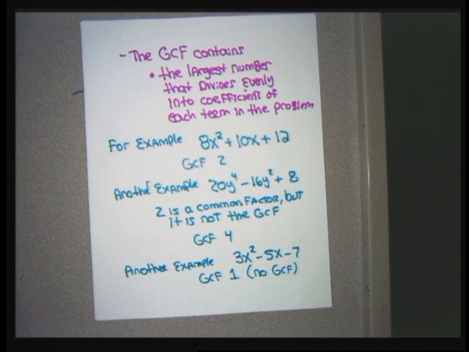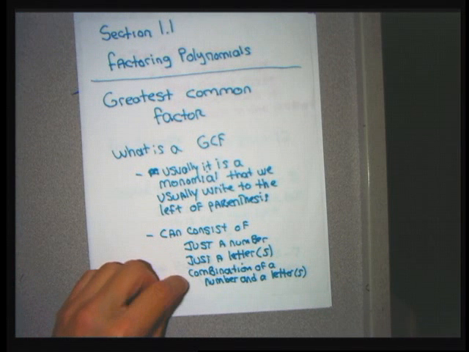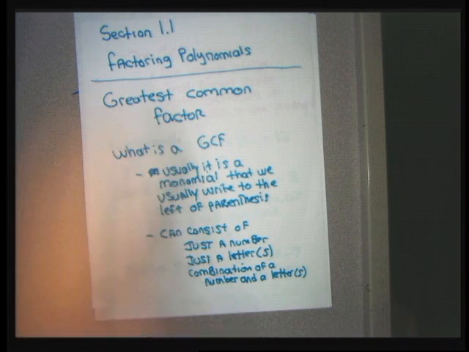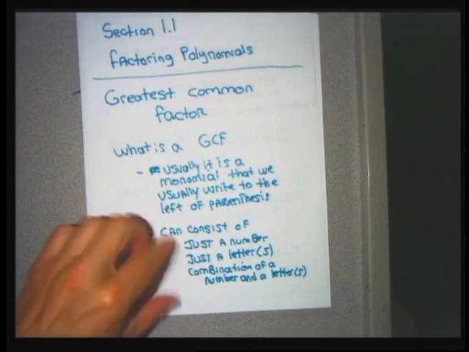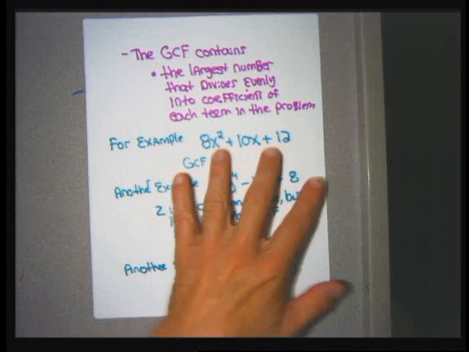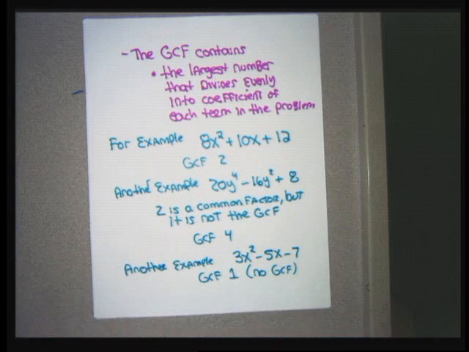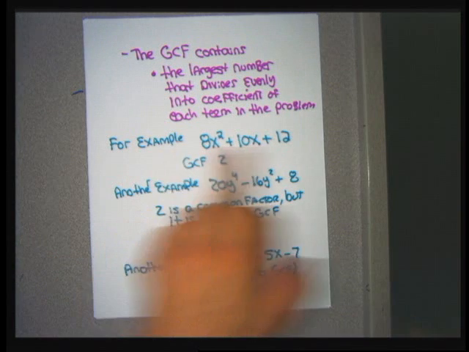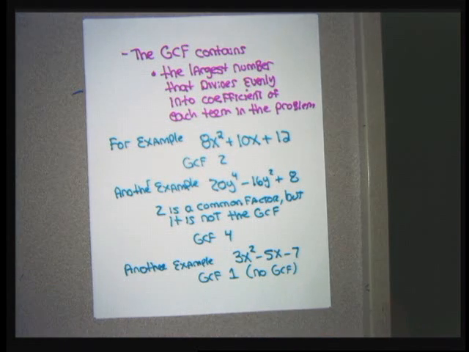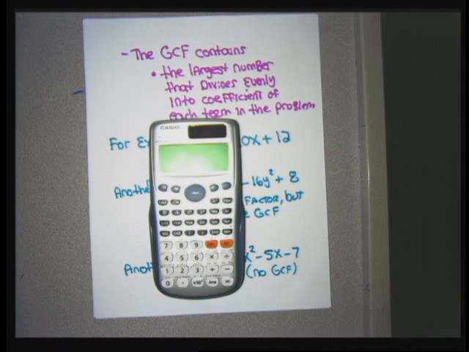So the greatest common factor can consist of just a number, just a letter, or a combination of a number and a letter. To figure out if a number is part of a greatest common factor, when you look at a polynomial, you look at all the numbers that make up the polynomial, and the polynomial could have 2 terms, could have 10 terms. The biggest number that divides into each of the numbers that I see is the greatest common factor, and I almost think that this calculator does the greatest common factor.